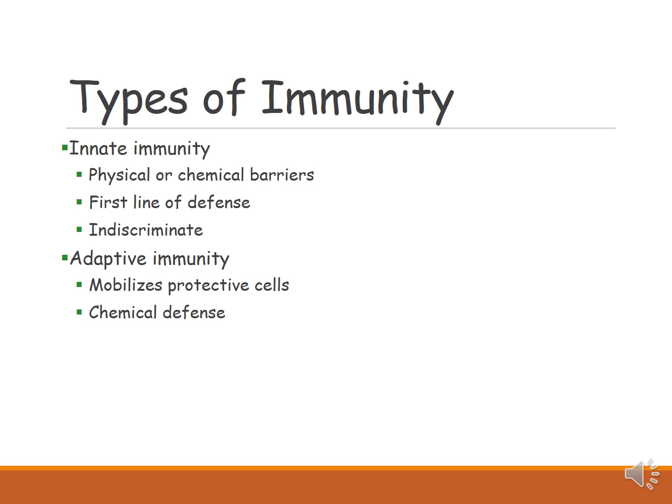Immunity can be divided into two classifications. There's innate immunity. This is non-specific. This includes physical or chemical barriers to infection. This is our first line of defense, and it's very generalized. It's not targeted to any particular type of pathogen. Adaptive immunity, this is specialized immunity. This mobilizes protective cells. It involves chemical defenses. It detects, deflects, or destroys pathogens.